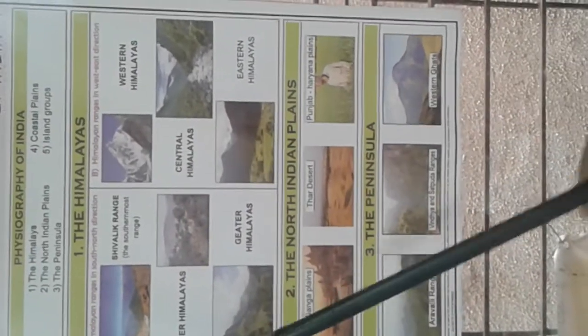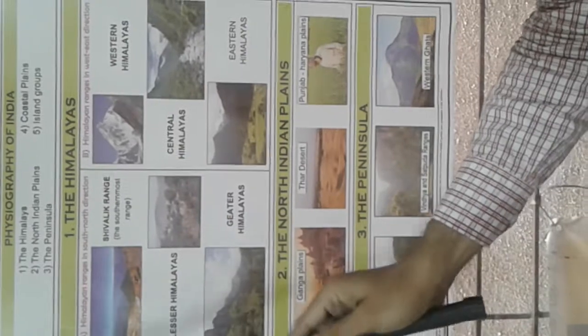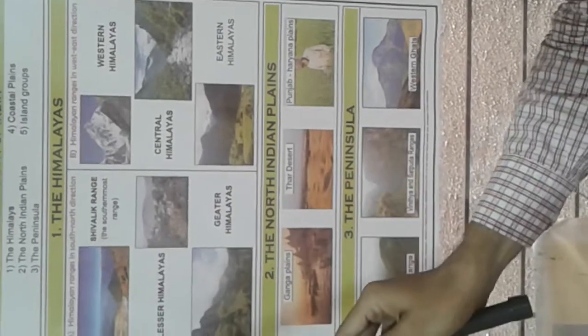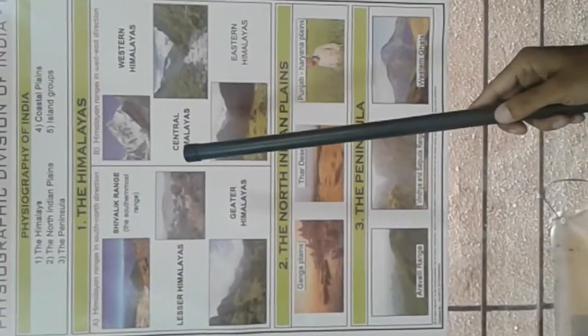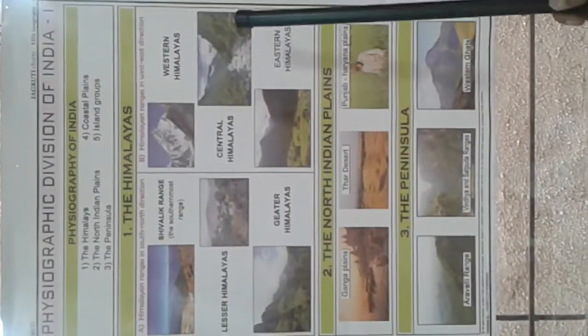They go that way from south to north. Which will come in the extreme south? The Shivalik range. After that, Lesser Himalayas. After that, Greater Himalayas. As we go towards north, then come the Trans-Himalayan ranges. These ranges are further divided into Western Himalayas, central and east. The Western Himalayas are also called the Kashmir Himalayas. The central ones are called the Kumaon Himalayas, or the Kumaon ranges. And the eastern, near Arunachal Pradesh at the very end, is called the Assam Himalayas.